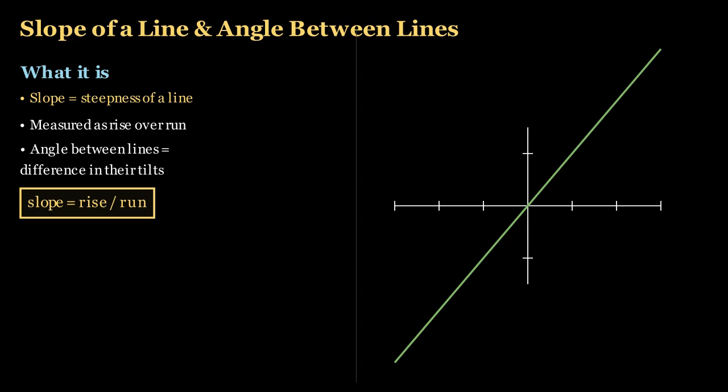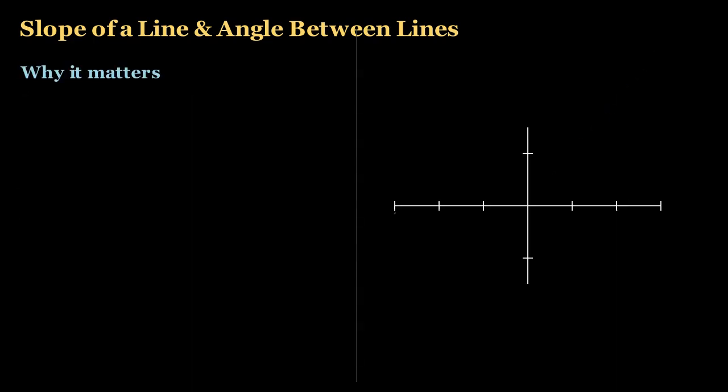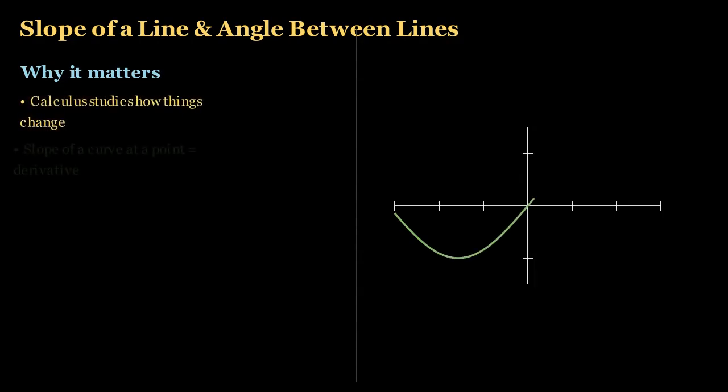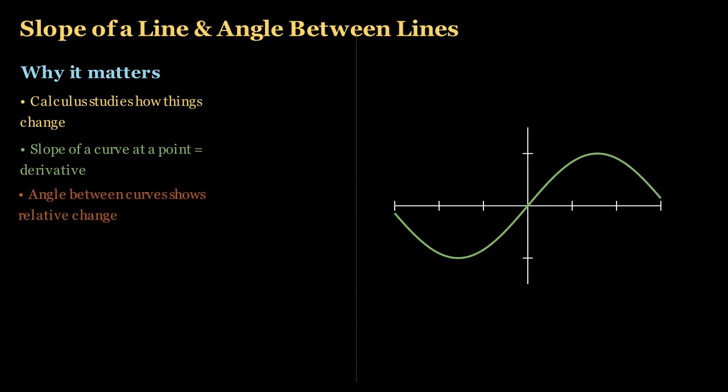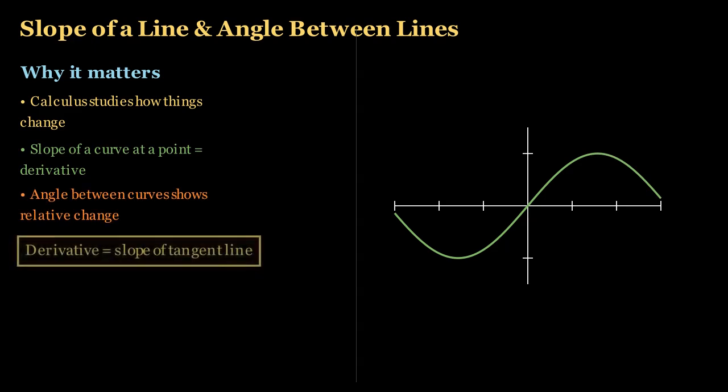In calculus, we're always asking how one quantity changes when another changes, for example, how distance changes with time, which is speed. On a graph, that rate of change shows up as the steepness, or slope, of a line or curve. In fact, the whole idea of a derivative, the core of calculus, is just the slope of a curve at a single point. And when we compare how two different functions change, the angle between their graphs at a meeting point tells us how differently they're behaving.